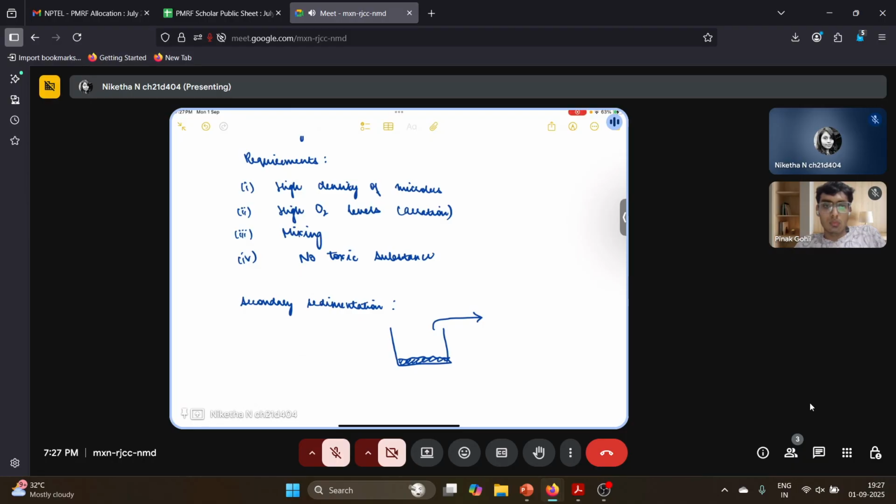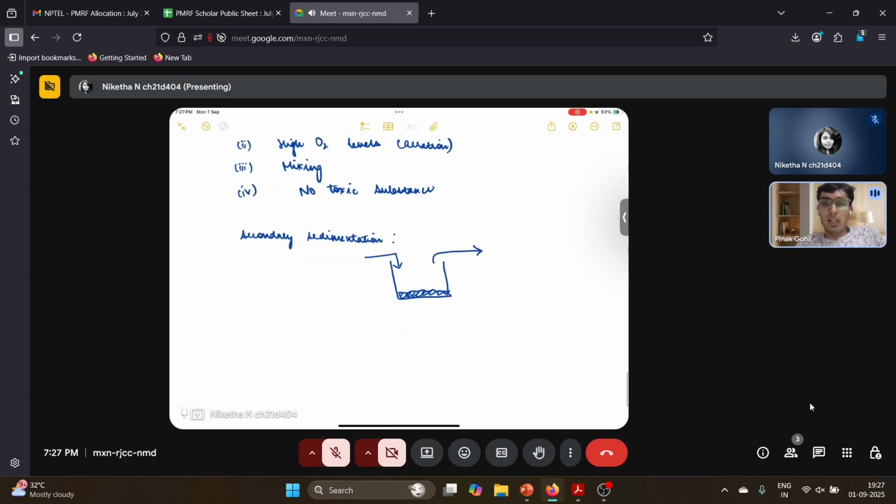Sometimes this can also be continuous, so there will be continuous inflow and outflow of water, and periodically whatever sludge is formed will be removed. This sludge can be collected and used for drying, or dewatering. We'll see about that later, what we do with sludge. Right now our focus is on water treatment. So we'll see what happens to the wastewater as it passes through different treatment processes.